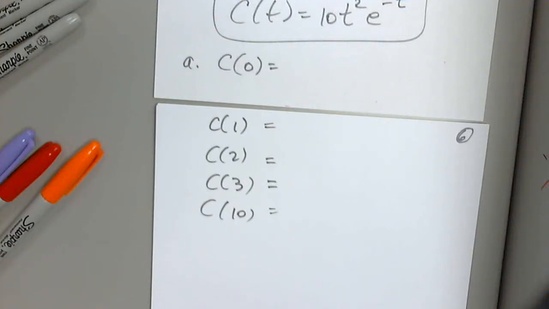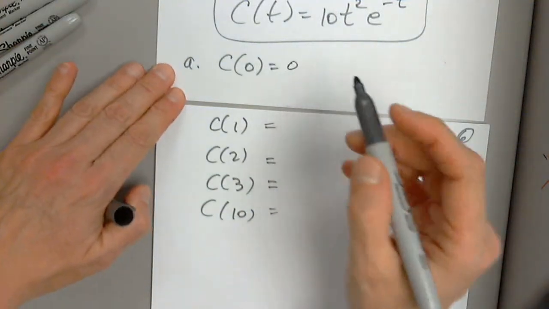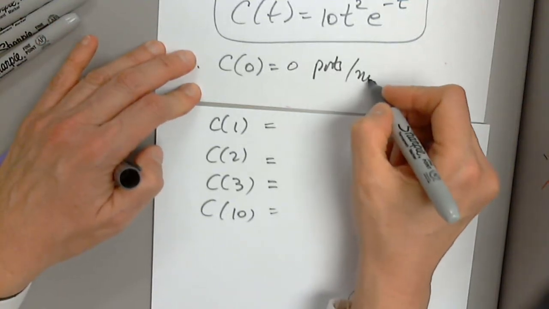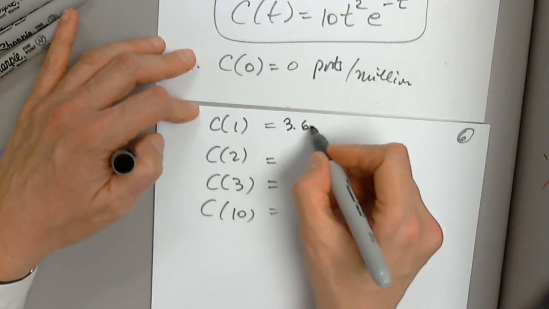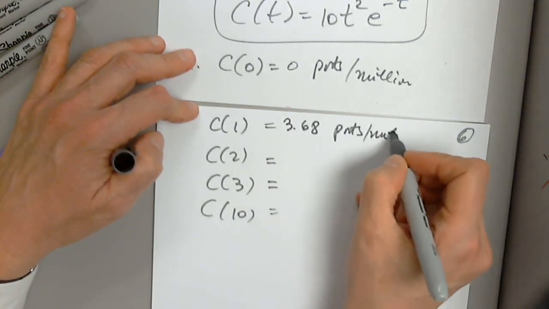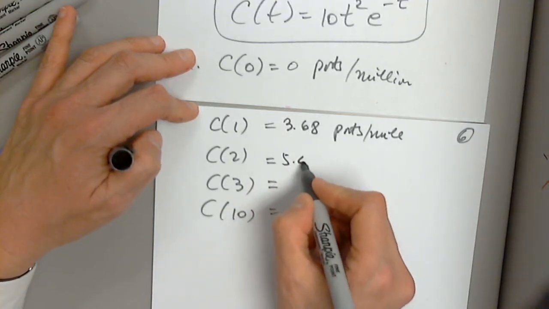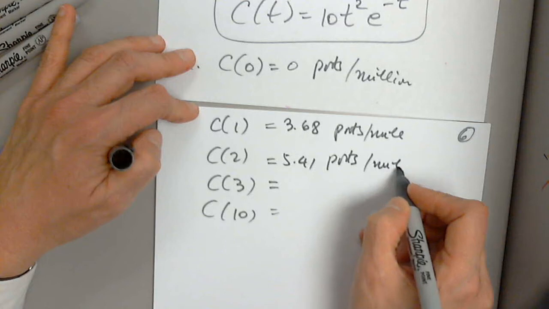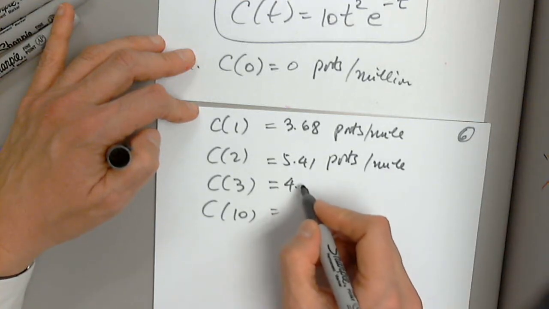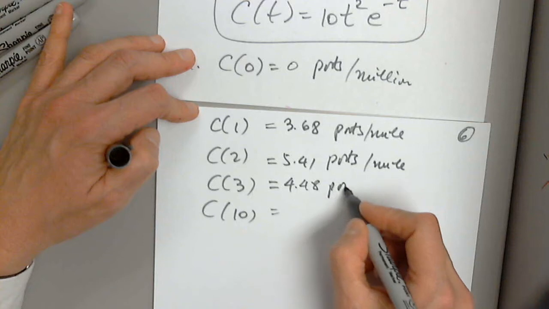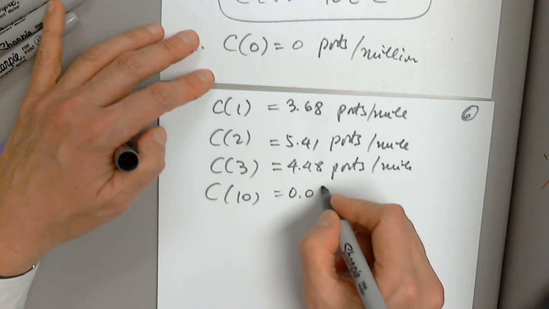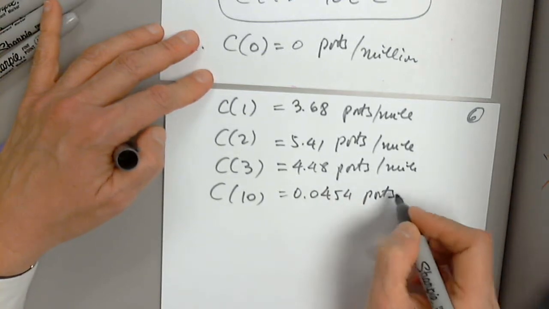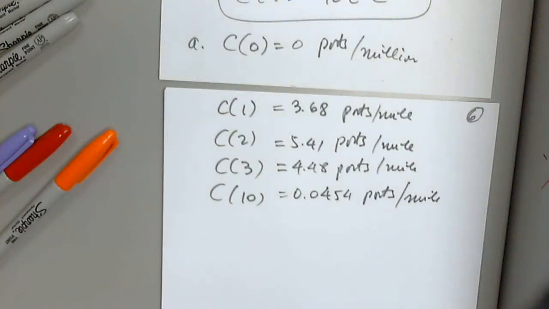Okay, so these are the answers. I'm going to copy them. C of 0, of course, is 0 in parts per million. C of 1 was 3.68. And then 5.41. And then 4.48. And 0.0454 after 10 hours. Okay, so I copied those numbers down for you.